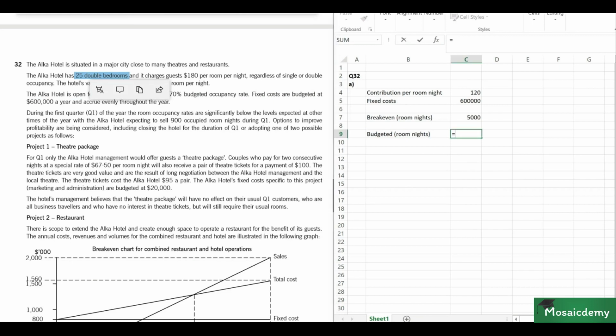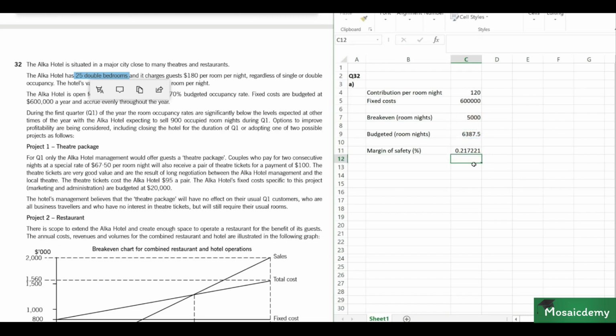So this is going to be 25 bedrooms into 365 days into a 70% occupancy, right? So 6,387.5. Okay, so our margin of safety, and this is a percentage, so let's specify that, is the budgeted rooms minus the break-even rooms over the budgeted rooms.